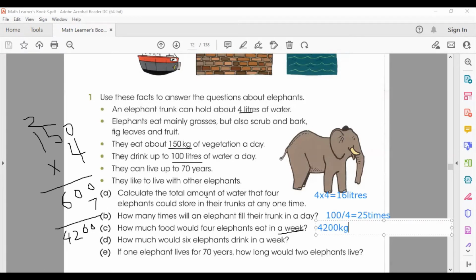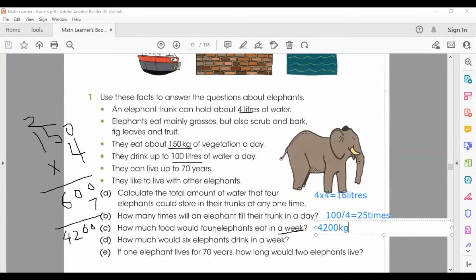I'm repeating: calculate the total amount of water that 4 elephants could store in their trunks at any one time. Obviously, an elephant can hold 4 liters of water in its trunk. So 4 elephants multiplied by 4 liters, 16 liters. How many times will an elephant fill its trunk in a day? In a day, an elephant can drink 100 liters of water. So we need to divide 100 liters by 4, because at one time an elephant can hold 4 liters of water in its trunk. So 100 divided by 4 is 25 times.